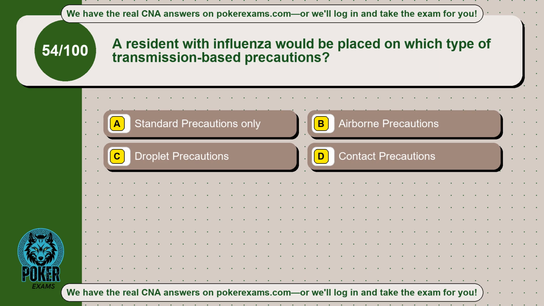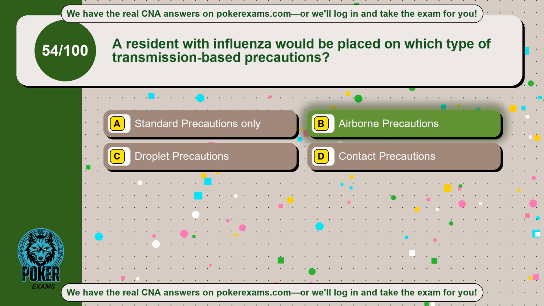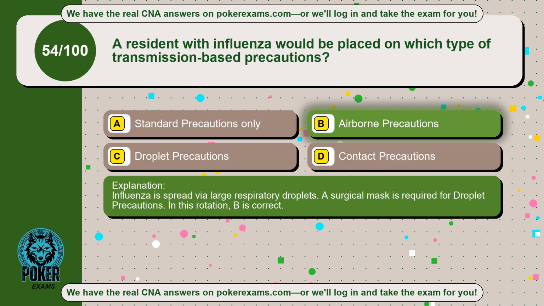Question 54. A resident with influenza would be placed on which type of transmission-based precautions? Option A, standard precautions only. Option B, airborne precautions. Option C, droplet precautions. Option D, contact precautions. The correct answer is option B, airborne precautions. Influenza is spread via large respiratory droplets. A surgical mask is required for droplet precautions. In this rotation, B is correct.